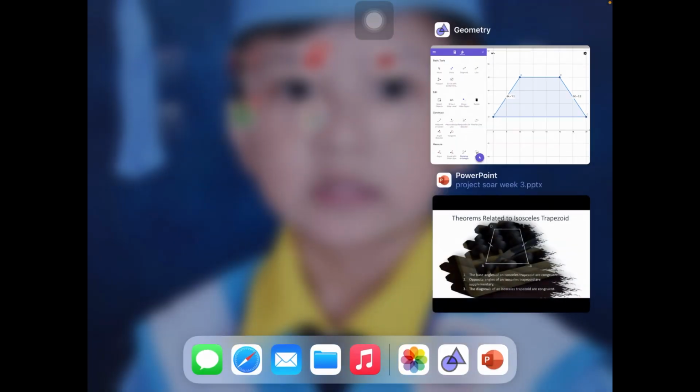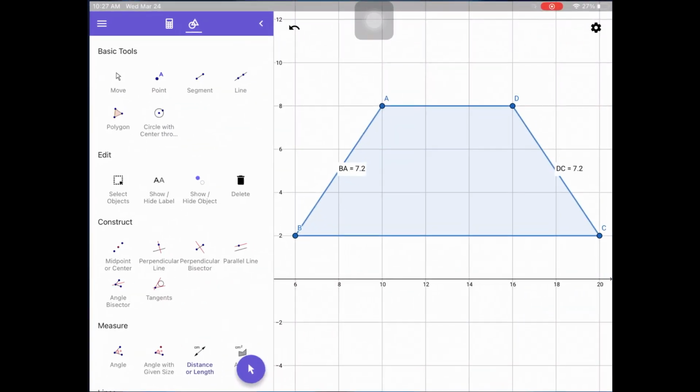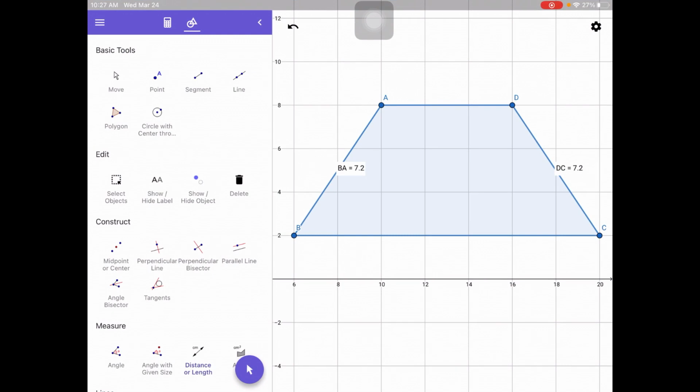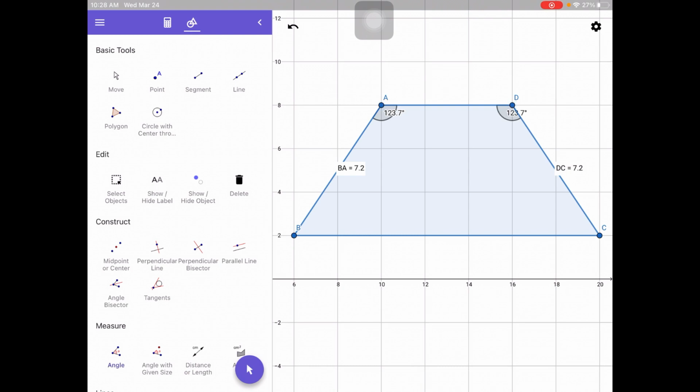Now, balik po tayo dito. Theorem: base angles of an isosceles trapezoid are congruent. Tignan po natin. With respect to base AD, tignan natin kung magiging congruent si angle A and angle D. Sabi po dito, angle A and angle D are 123.7. Then the base angles with respect to base AD are congruent.